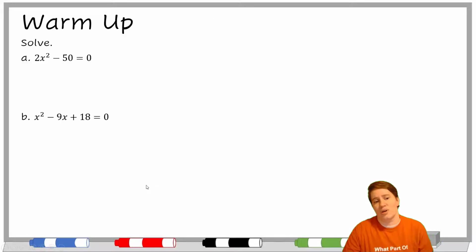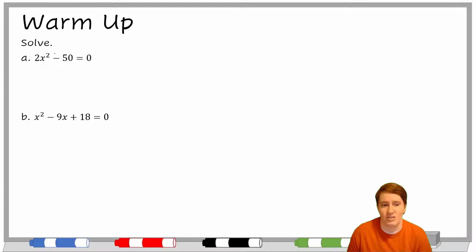So for our warm-up, we're going to go over the two methods we've already learned for solving quadratic equations. The first one only works when there's not an x term. So for it to be a quadratic equation, you have to have an x squared or some other letter squared. But if there is an x term, that changes what we are allowed to do. So A on our warm-up here does not have an x, just a regular x, which means that we can solve this by getting x squared by itself and then taking square roots.